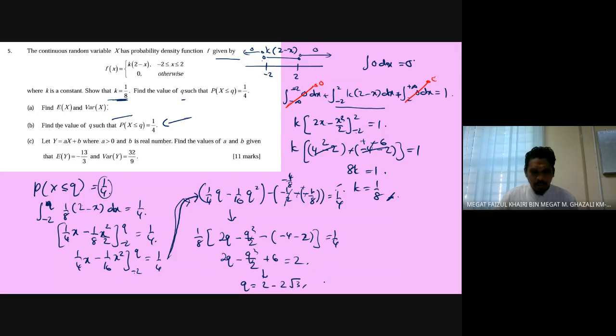And then the next q is q1 because it's a quadratic here. It's a quadratic, so you got 2 values of q. And q2 equal to 2 plus 2 times square root of 3. Okay.